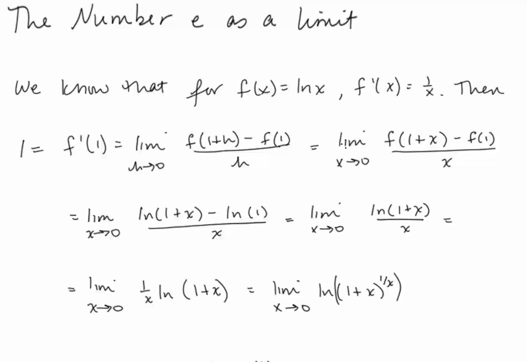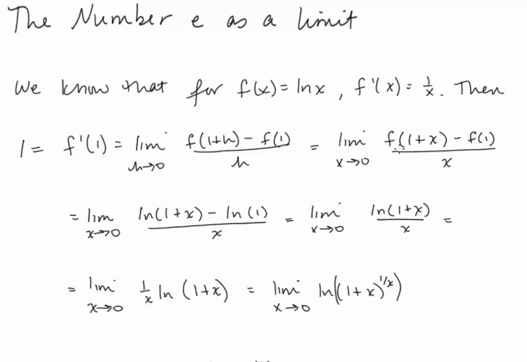We know that for f of x equals ln x, its derivative f prime of x is equal to 1 over x. Then f prime of 1 is equal to 1, and we have 1 equals f prime of 1, and by using the limit definition of the derivative, we can write this as limit as h goes to 0, f of 1 plus h minus f of 1 over h. Now, just changing from h to x, it looks like limit as x goes to 0, f of 1 plus x minus f of 1 over x.